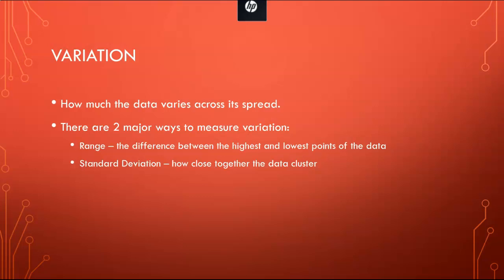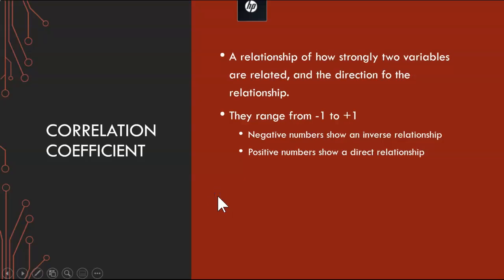Pro tip, you should know how to calculate the range, but you do not need to be able to calculate the standard deviation. What you should be able to do, however, is figure out approximately how many standard deviations a data point is from the mean. Okay, and correlation coefficients are used during correlation studies. They show how strong a relationship is and what type of relationship it is. Correlation coefficients range from -1 to +1.